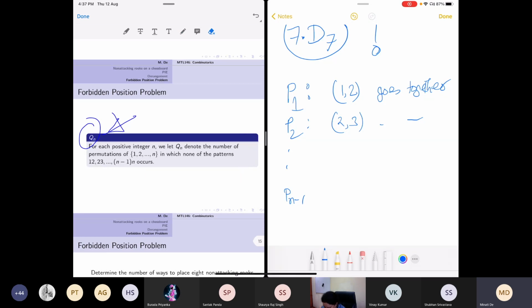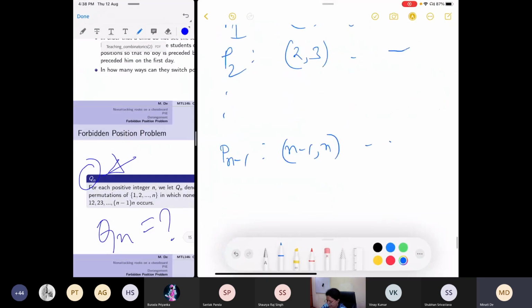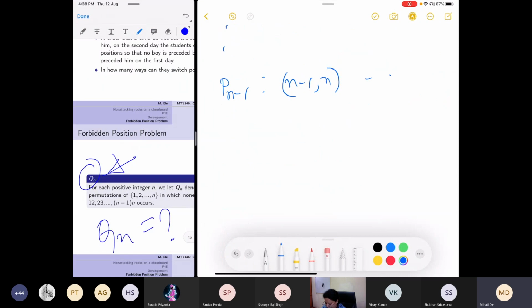Okay, and we are interested to know what is the value of Qn. As Subhan pointed out, we can actually solve it using the principle of inclusion-exclusion, right? So this is n minus 1, n goes together. Now can you tell me, what would be the formula using the principle of inclusion and exclusion?